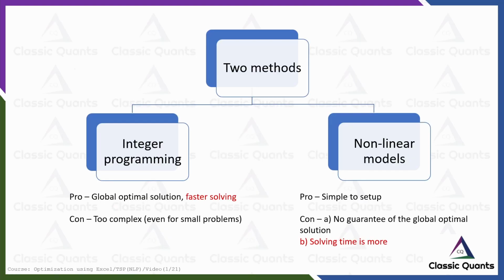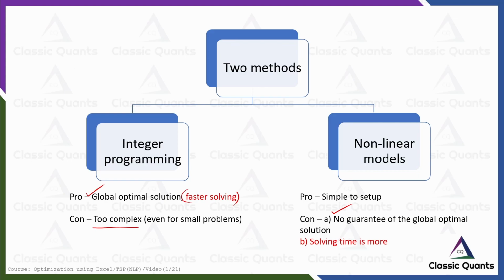In the last video, that is in video number 18, we already discussed the pros and cons of integer programming versus the non-linear models. The main advantage of the integer programming process was that it gives us a global optimal solution, whereas for a non-linear program it is not possible to guarantee a global optimal solution. Also, another advantage is that if you formulate using integer programming, the formulation may be too complex, but the solution is faster. That means once you formulate, the solution happens very fast.